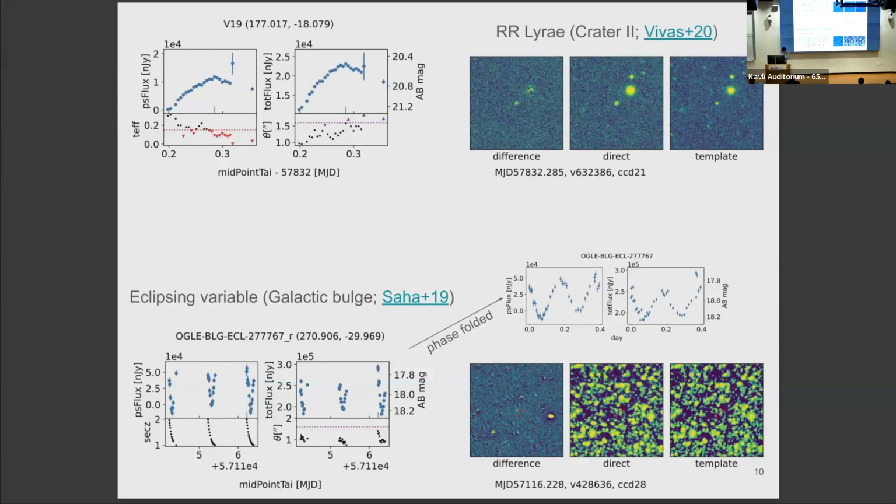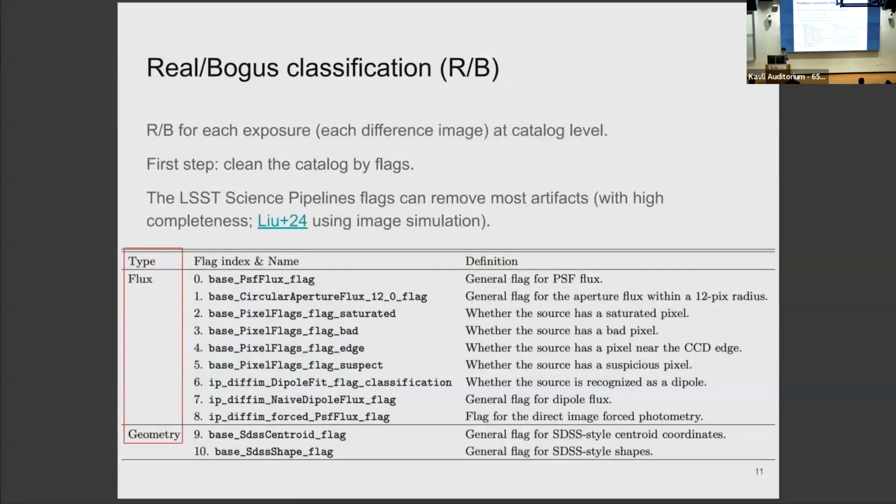For saturations or artifacts, how do we deal with that? I learned a lot from this paper, Liu et al. So what they did was they're using image simulation, basically DESC DC2, and they use source injection. Then they know what they injected, they know what is real, and they can check how those things look. After processing their simulated images with the Rubin pipeline, they will know how the flags are performing.